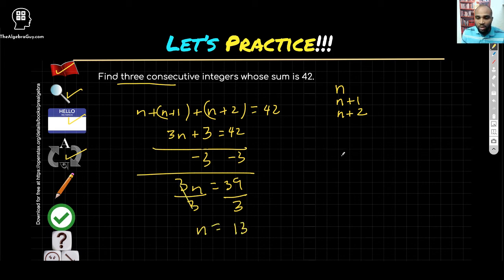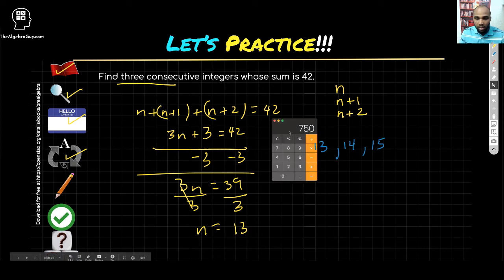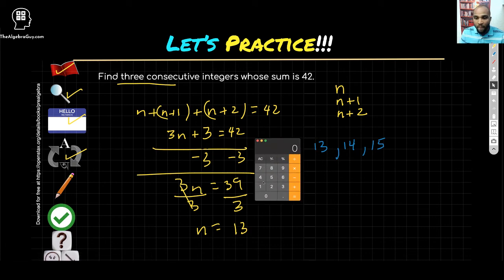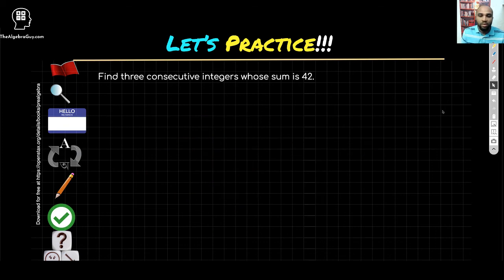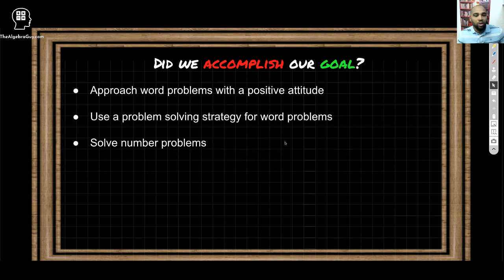If n is 13, that means I have one number that's 13, another that's 14, and another that's 15. If these all add up to equal 42, I know I'm good. So let's try it. 13 plus 14 plus 15. It does. Yay. All right, and we're done. Approach word problems with a positive attitude. I did. I was encouraging, I was smiling. It was great.